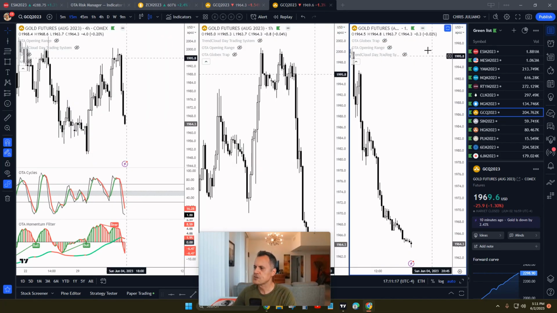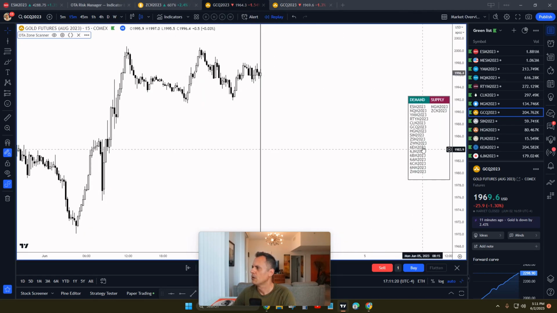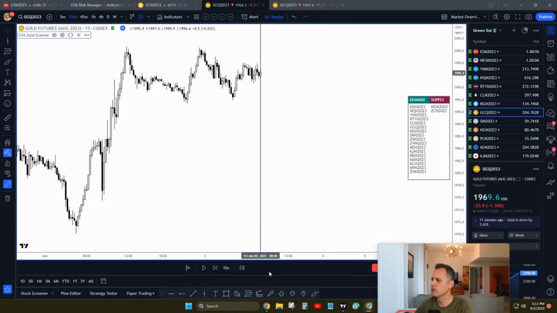So, first thing that we do is we go over to our OTA zone scanner. We are looking at 8 o'clock in the morning. Right at 8 o'clock, we've got a lot of contracts in that demand zone column. We are looking for longs today, right? And unfortunately, we got faked out, and we're going to see why because we had some mixed signals.